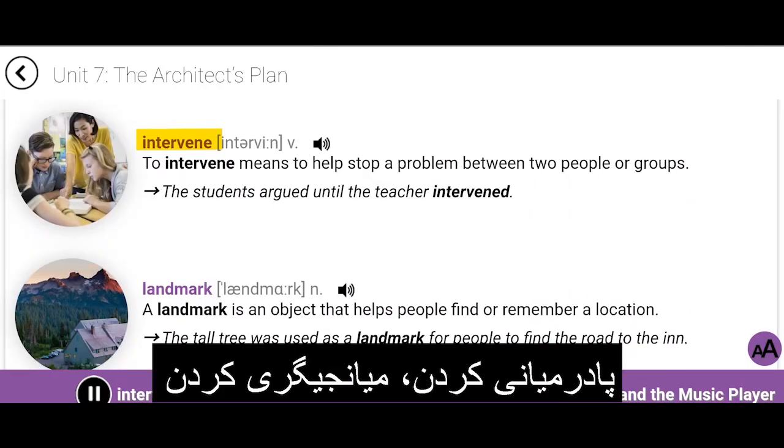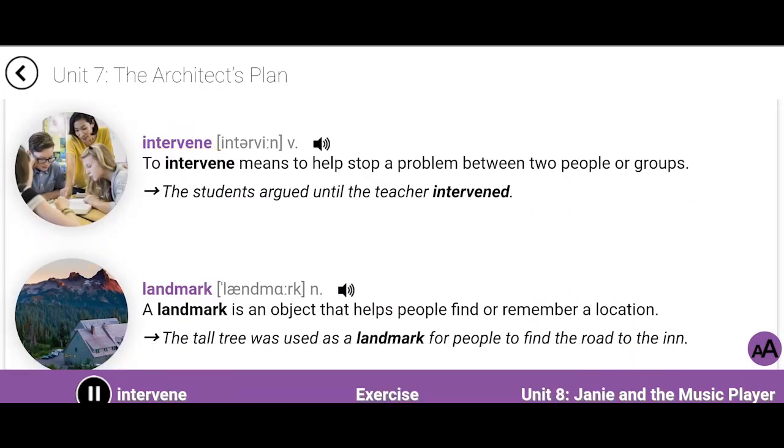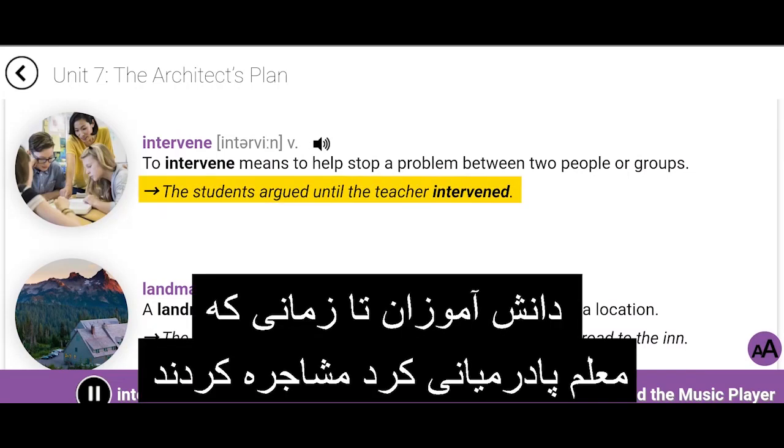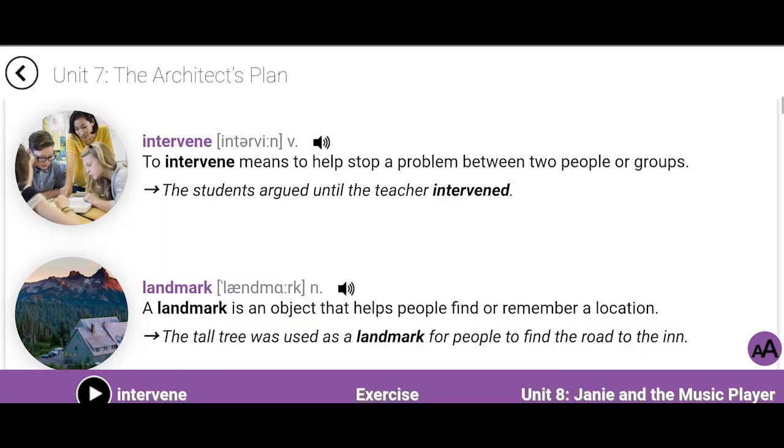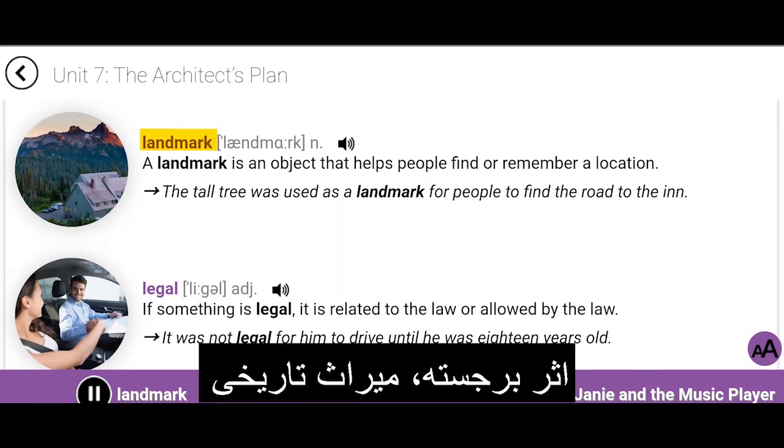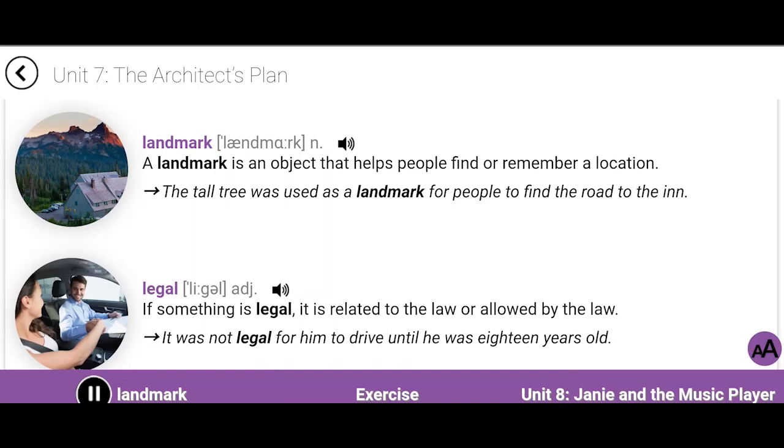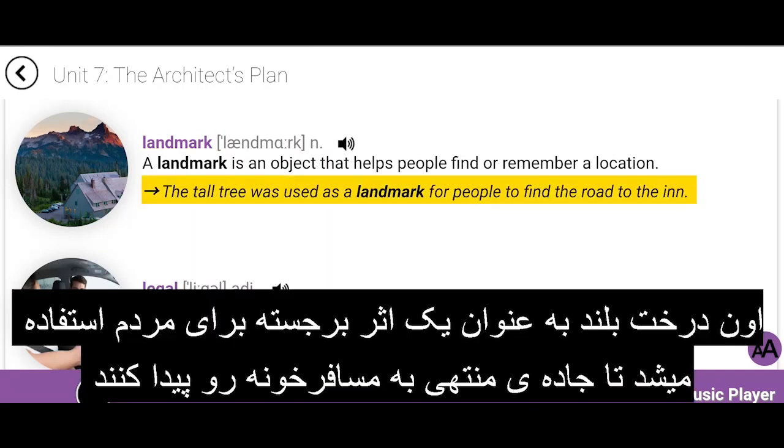Intervene. To intervene means to help stop a problem between two people or groups. The students argued until the teacher intervened. Landmark. A landmark is an object that helps people find or remember a location. The tall tree was used as a landmark for people to find the road to the inn.